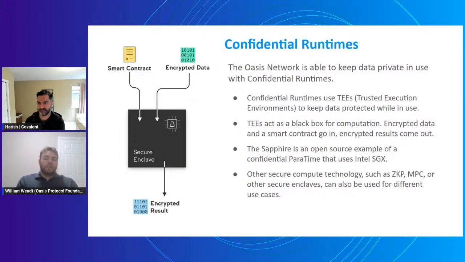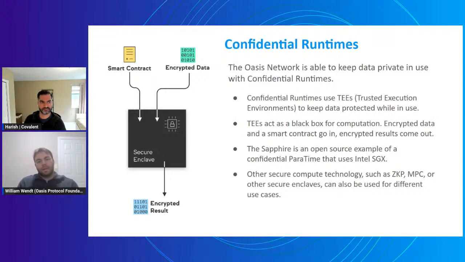But the other really interesting thing about what we did is it allows us to be very flexible with how we build these rollups for these paratimes. And we have 2 confidential runtimes, Sapphire and Cipher. Sapphire is the one we're going to be talking the most about today, but both of them use this confidential runtime technology. Basically, all the validators of these runtimes run what is known as Intel SGX trusted execution environments.